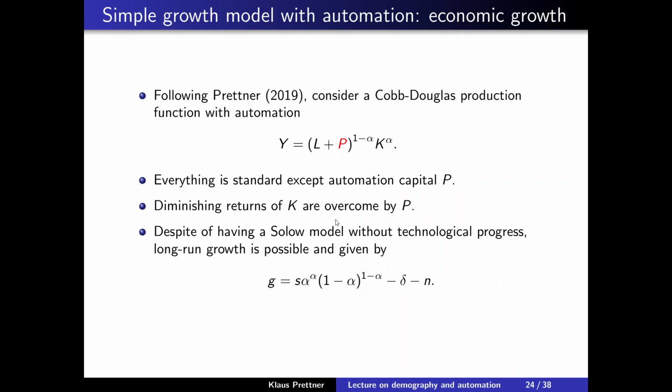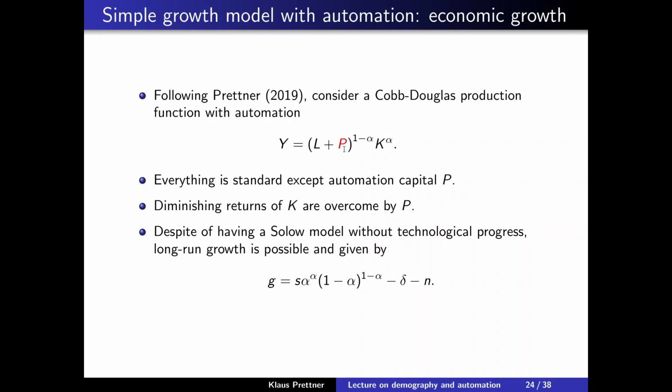Now, this implies that the diminishing returns of physical capital accumulation are actually overcome by the presence of automation capital. So we can produce with physical capital alone, and that implies that we would not anymore have a steady state of this Solow model without technological progress, where the growth rate is zero. Instead, we can have the situation where the long-run economic growth rate is positive, even though there is no technological progress. And in this case, the growth rate is then given by a function of overall investment and this technology term alpha.